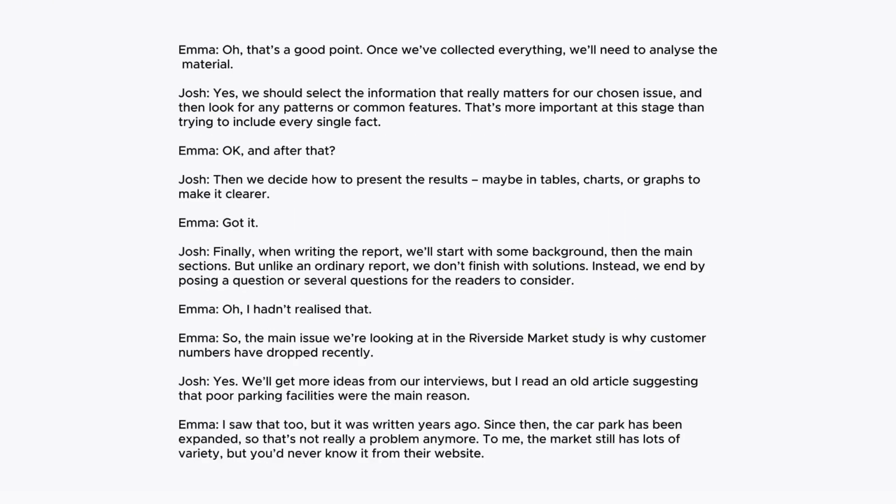Once we've collected everything, we'll need to analyze the material. Yes, we should select the information that really matters for our chosen issue, and then look for any patterns or common features. That's more important at this stage than trying to include every single fact. Okay, and after that? Then we decide how to present the results, maybe in tables, charts, or graphs to make it clearer. Got it. Finally, when writing the report, we'll start with some background, then the main sections.